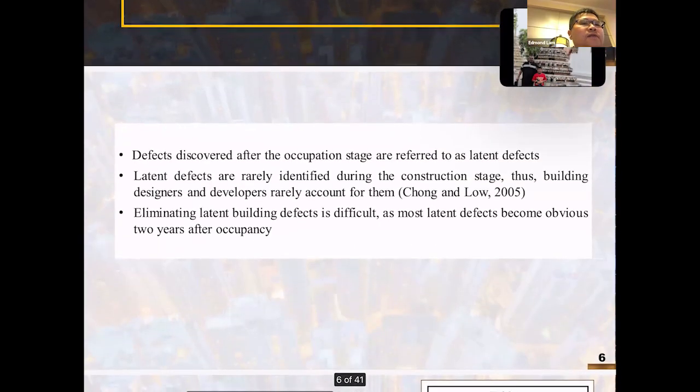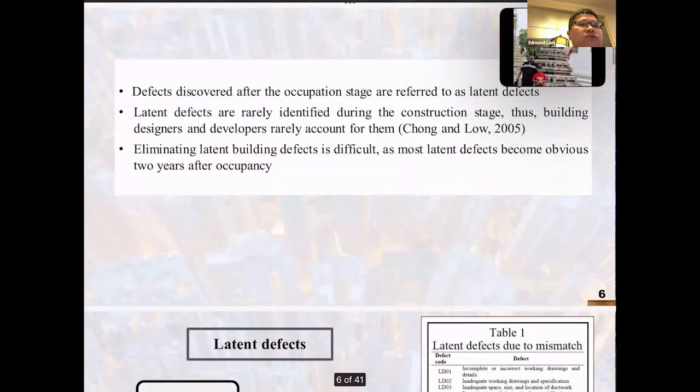Defects that are discovered only after the occupation stage are referred to as latent defects, which are rarely identified during the construction stage, and thus building designers and developers rarely account for them. We would like to eliminate latent building defects, which is quite difficult, as most latent defects become obvious 2 years after occupation. So that's why we would like to prevent those latent defects from actually occurring.